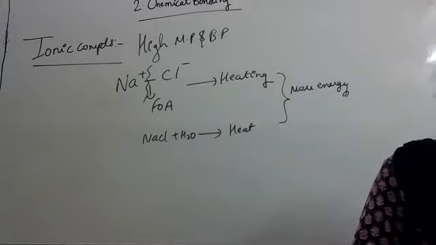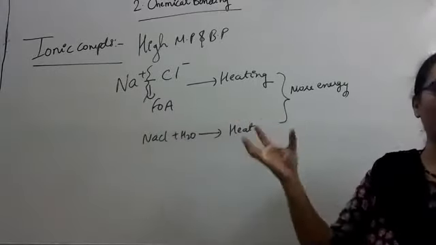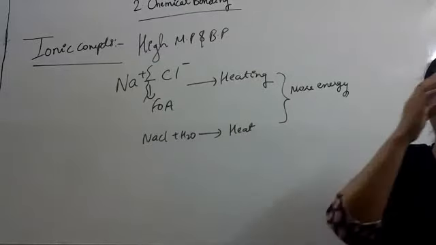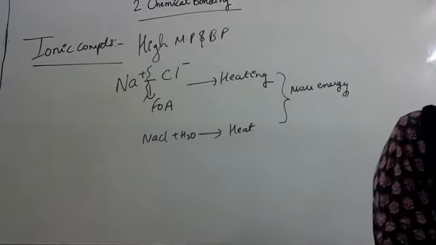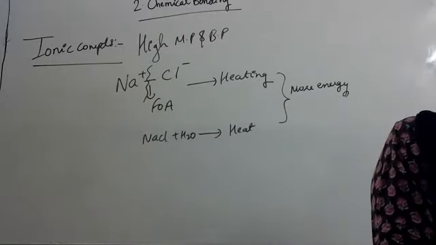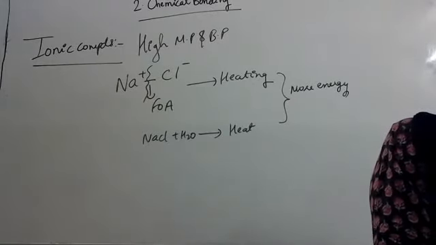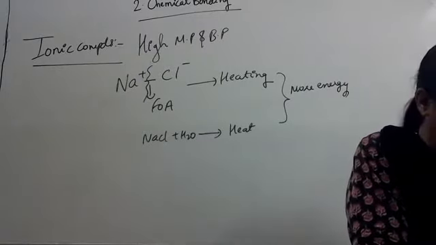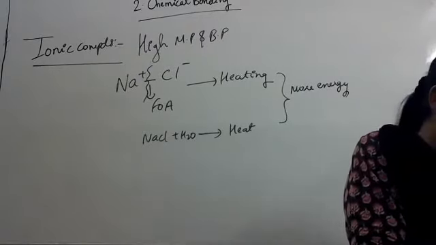Why? Because of the strong force of attraction. Opposite charges, one is plus and one is minus, so the force of attraction between the two will be very strong. So more heat energy is required to break the bond between sodium and chloride. That is the reason why they have high melting and high boiling point. So write down this answer.